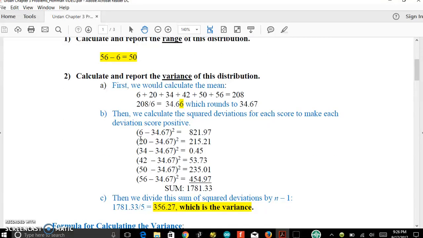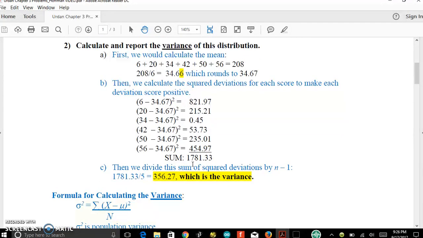So I would begin by saying 6 minus 34.67 squared equals 821.97, and so forth. And I would sum this and come up with 1781.33. Then we divide this sum of squared deviations by n minus 1, which is 1781.33 divided by 5, which equals 356.27, which is the variance.